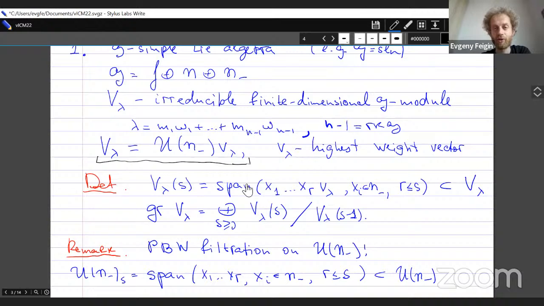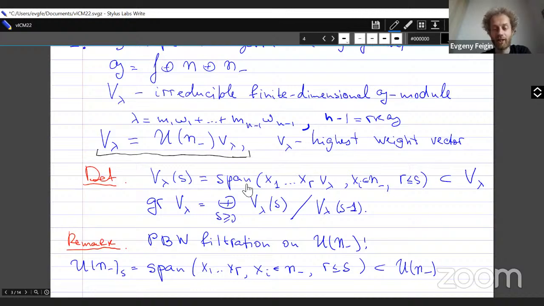And since the whole module is obtained by applying the universal enveloping algebra, the filtration exhausts the module. And we can consider the graded V lambda by the standard construction. Please note that this is nothing but the induced PBW filtration, but the standard PBW filtration should be considered not on the whole G, but only on n minus. So if we consider the U n minus of S, then the V lambda of S is the result of application of this U n minus S to V lambda.